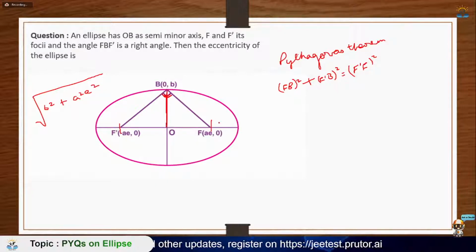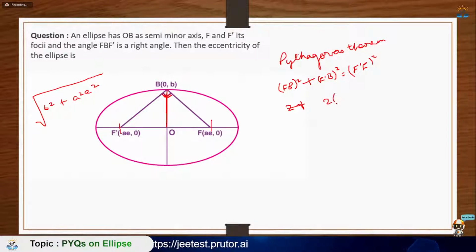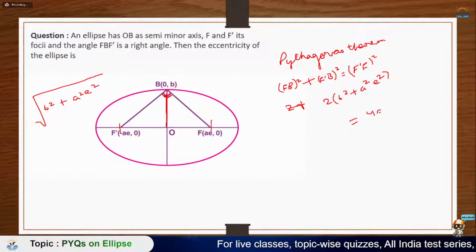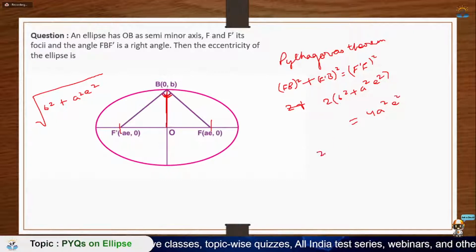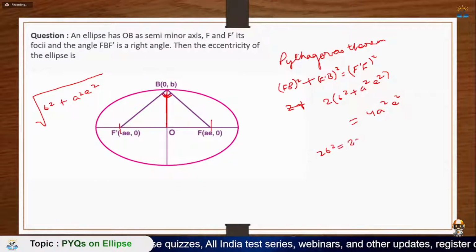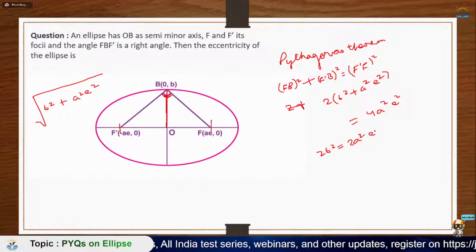And this distance will also be the same because the coordinates are the same. So it would be 2 times, since we have to square it, 2 times b square plus a square e square, equal to f dash f, which is equal to 2ae. So the square of 2ae would be 4 times a square e square. Okay, then it is 2b square equal to 2 times a square e square.